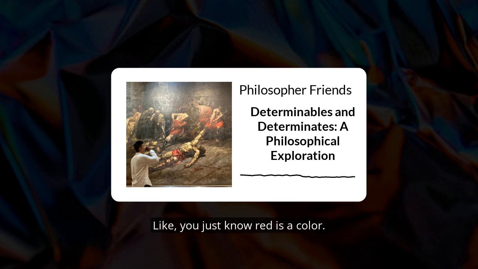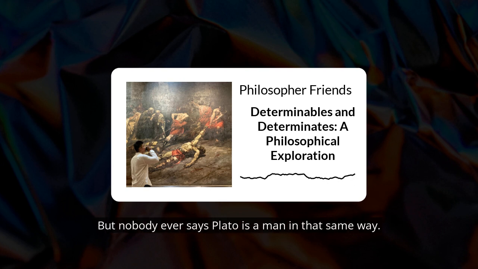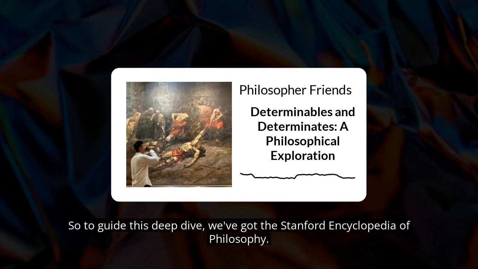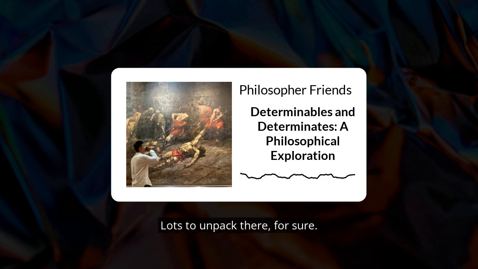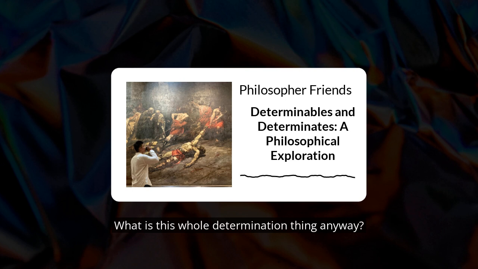Right, totally. Like you just know red is a color, but nobody ever says Plato is a man in that same way. So to guide this deep dive, we've got the Stanford Encyclopedia of Philosophy, their entry on, you guessed it, determinables and determinates. Should be fun. Lots to unpack there, for sure. So where do we even begin? What is this whole determination thing anyway?